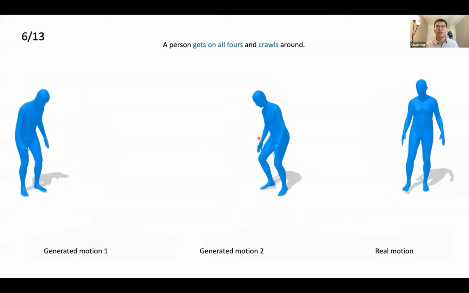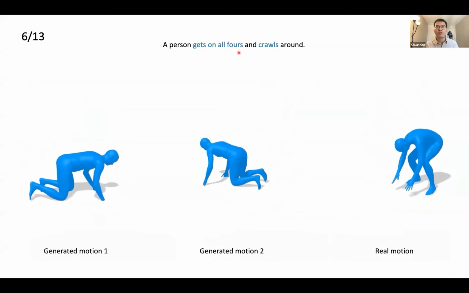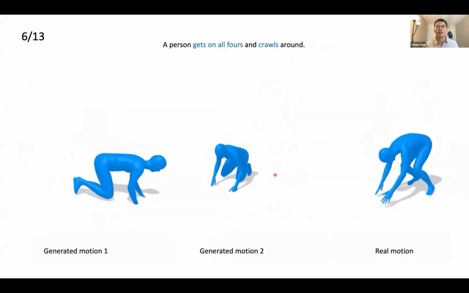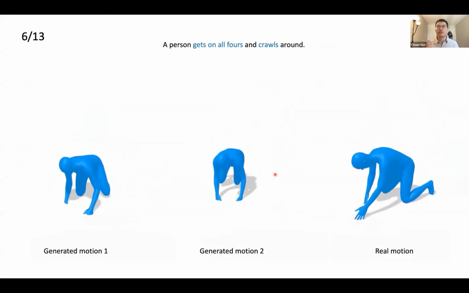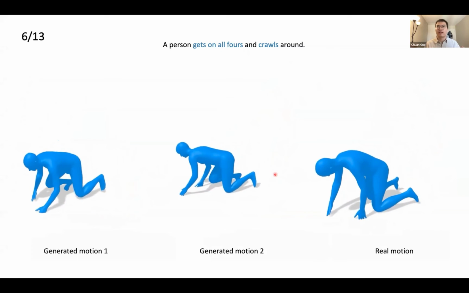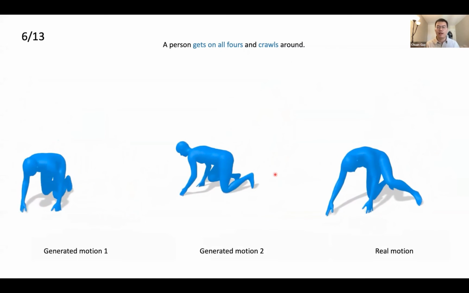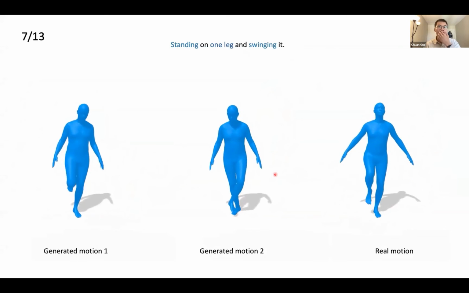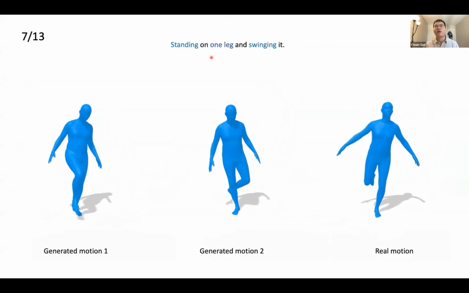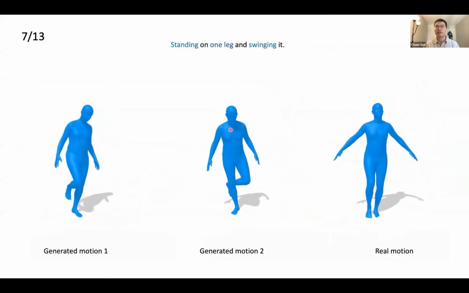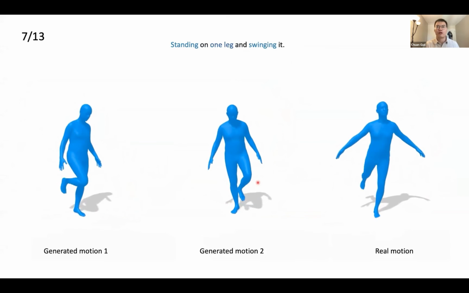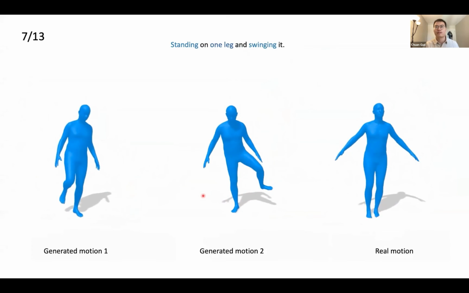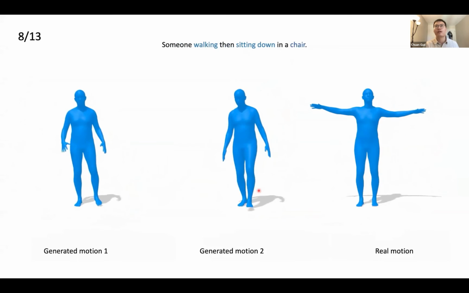And also like get on all fours and crawling around. So basically all you need is to give us your text description, and then you don't need to do anything, just run the model and it can give this result. And also like standing on one leg and spinning. So our generated results can stand on left leg or right leg. So that shows the diversity here.